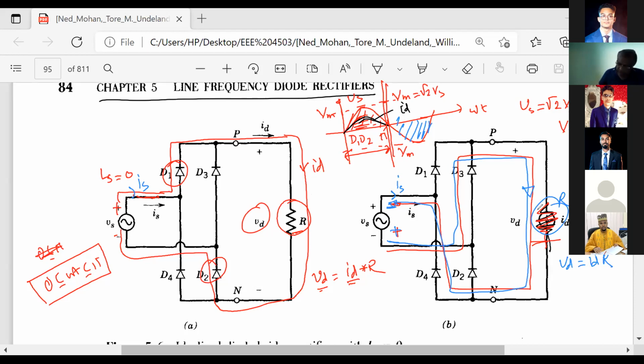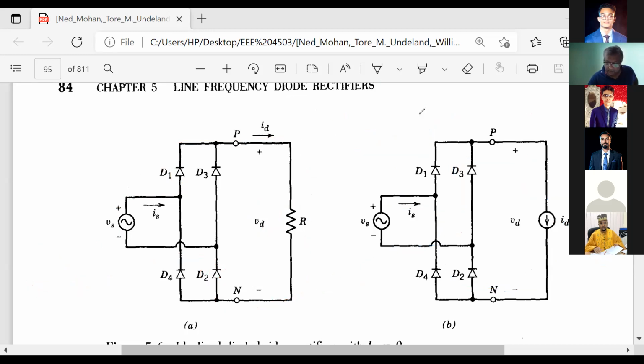Yes, sir. So then we can say that the output voltage will be like this. If I now plot it, I can show it in the later figure. Maybe I can clear all this time and show you.